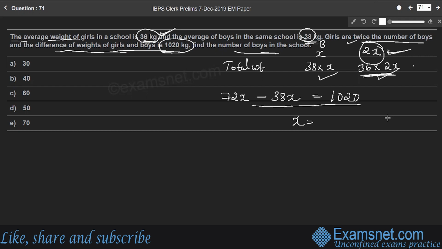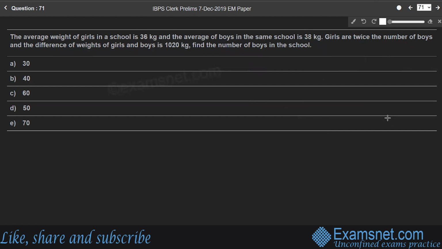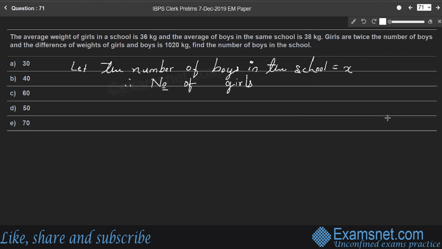So solving this, we'll get the value of X. So what is X according to our assumption? The number of boys in the school, right? So let us solve step by step here. Here, let the number of boys in the school be equal to X, right? Therefore, the number of girls is equal to, here girls are twice the number of boys, so it becomes 2X, right?